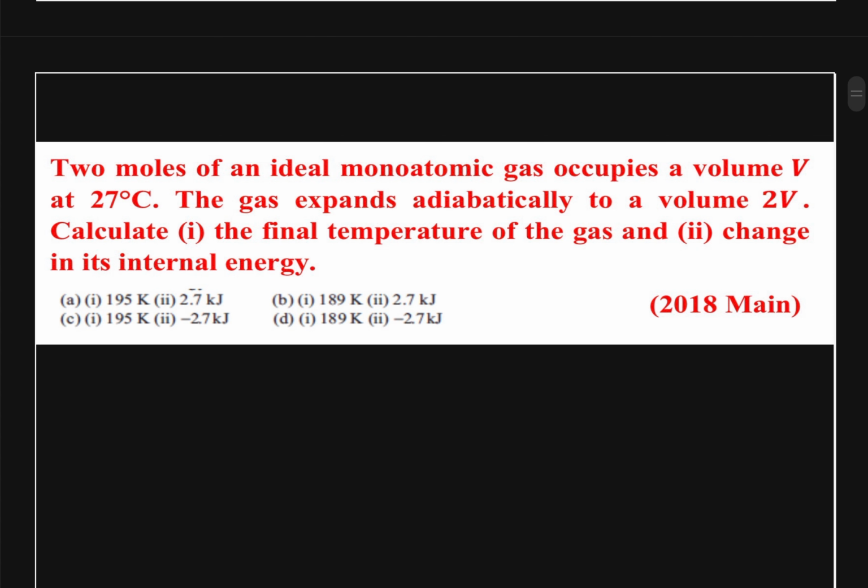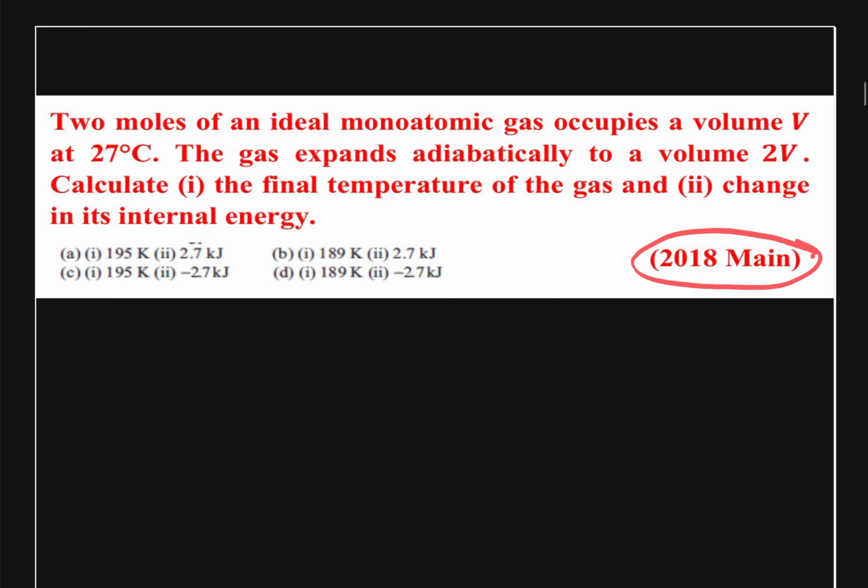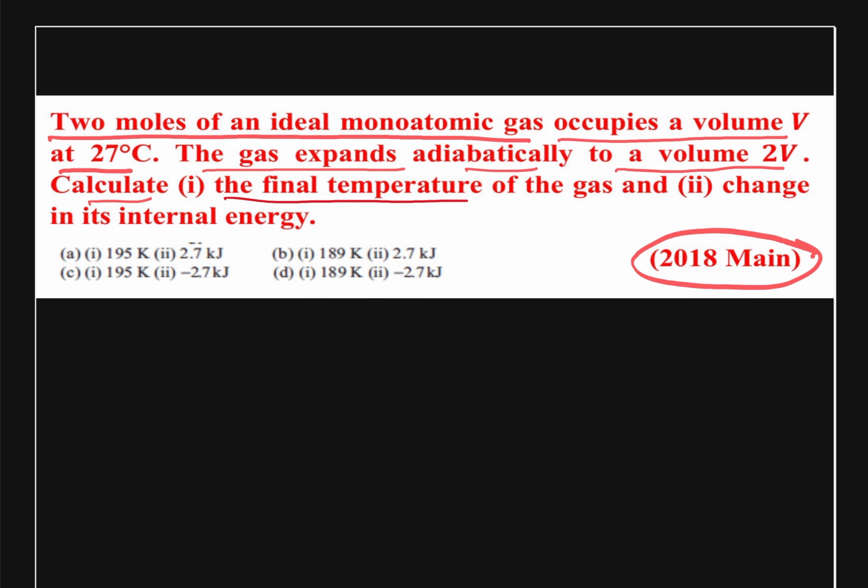It was asked in the 2018 mains, and it states that 2 moles of ideal monatomic gas occupies a volume V at 27 degrees centigrade. The gas expands adiabatically to a volume of 2V. Calculate the final temperature of the gas, and second, the change in its internal energy. So here we are given a monatomic gas, so we know that gamma, the adiabatic index, is 5/3.